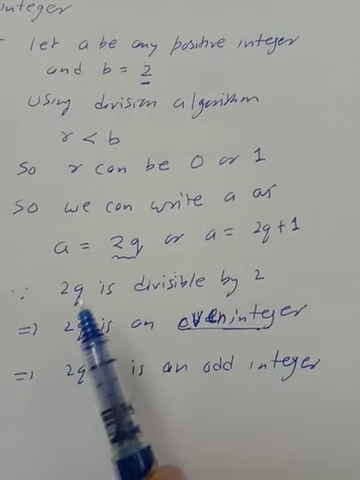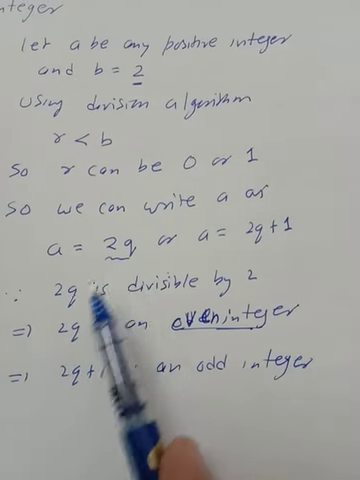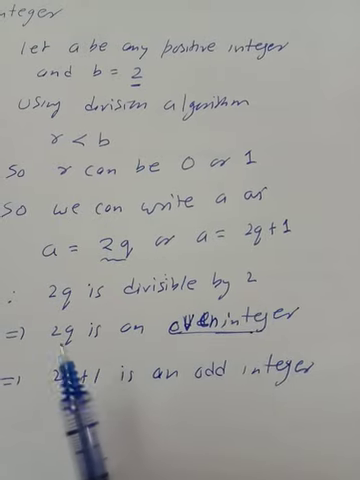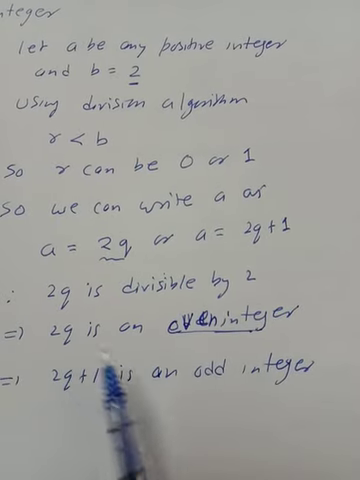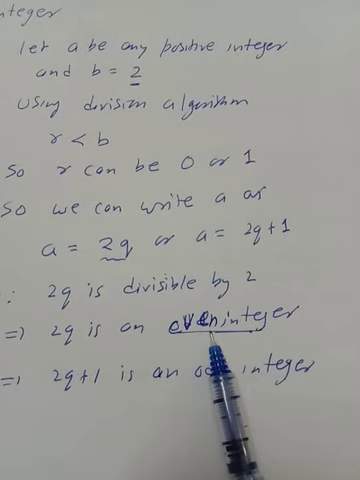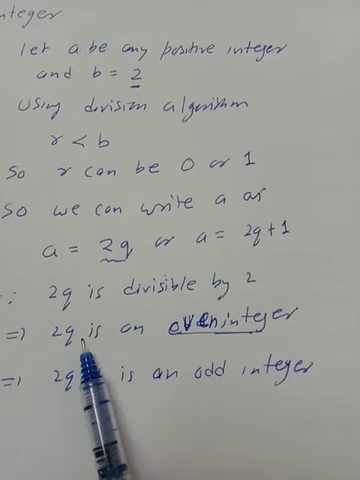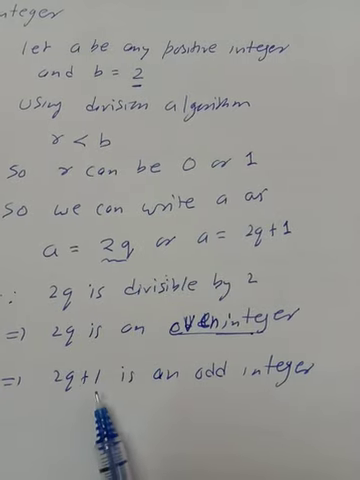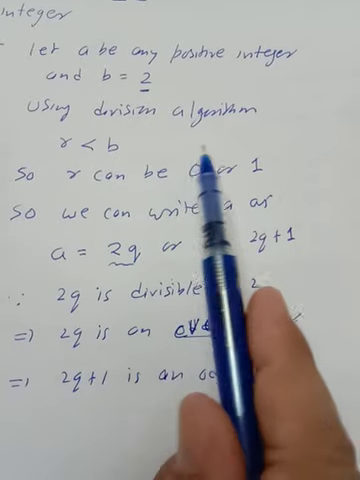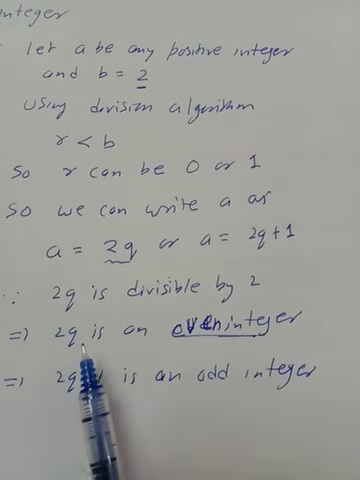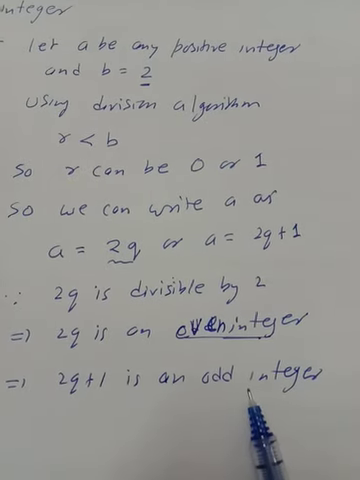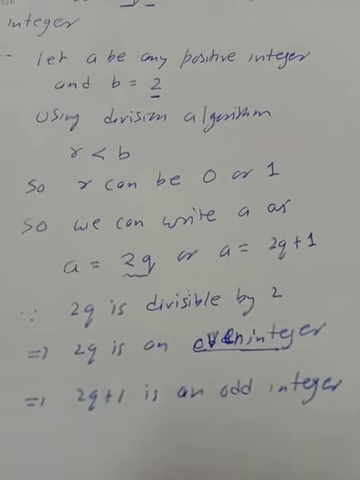Then we know very well that when something is multiplied by 2, it means this 2q is divisible by 2. And a number which is divisible by 2 is an even number. It means 2q is an even integer. If 2q is even, obviously 2q plus 1 is an odd integer. So by using our division algorithm, we have proved that 2q is an even integer and 2q plus 1 is an odd integer.